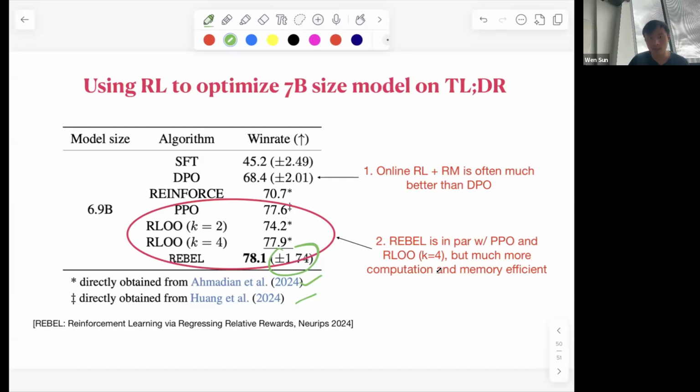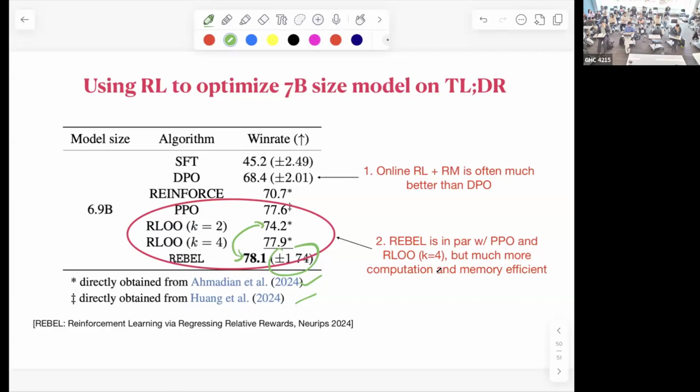And compared to RLOO with k equal to 2, REBEL is still much better. They have similar computation. And compared to RLOO with k equal to 4, REBEL is still slightly better, but RLOO with k equal to 4 is actually way more computation intensive, because when the model gets larger and larger, inference, generating responses, is going to take a lot of time. So generating 4 responses or maybe even 8 responses per question is going to take you a lot of time when the model is really large.